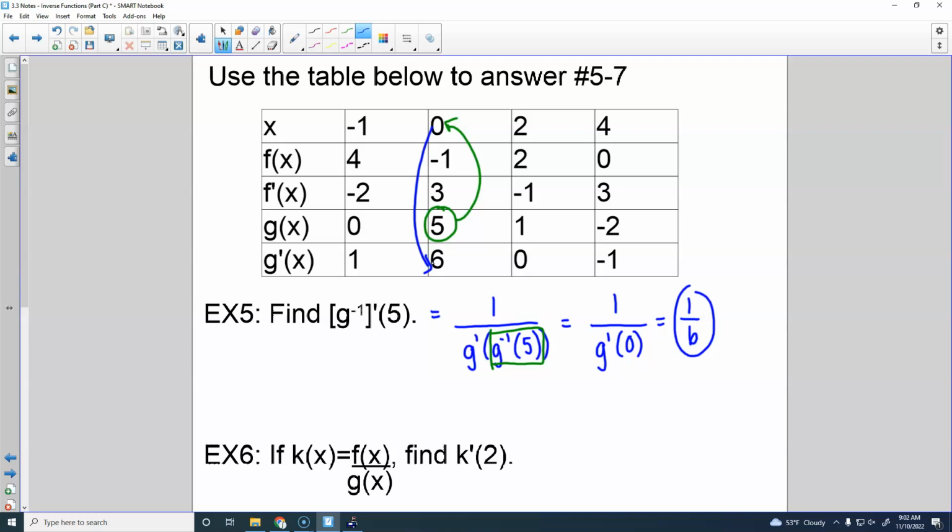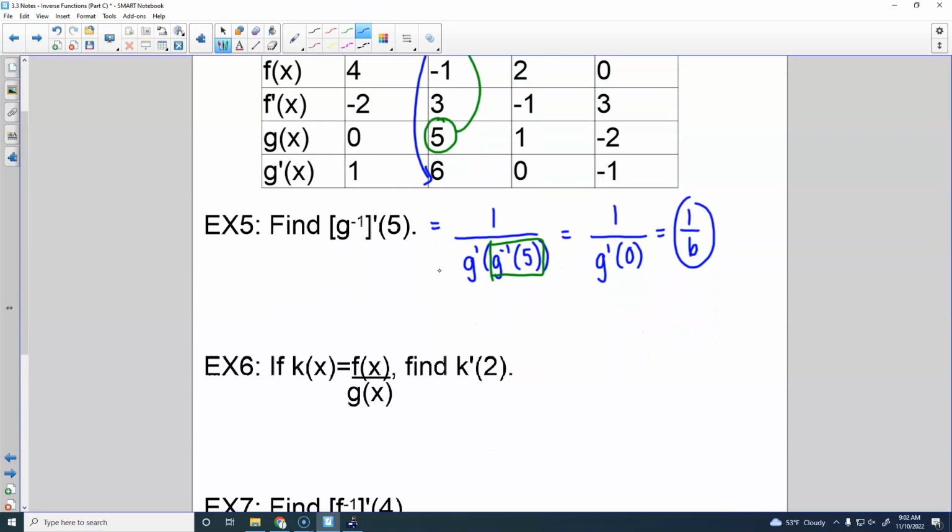Okay. Your assignment today is going to have some of these, like number 6, mixed in. Does number 6 have anything to do with inverses? F and G are not inverses. It doesn't have inverse notation anywhere. This is not an inverse problem, but they're going to be mixed in. So watch out for them.